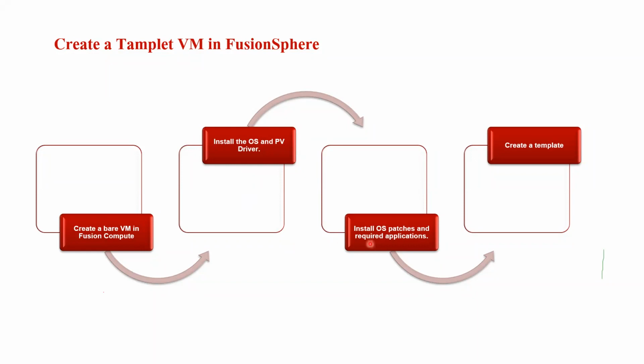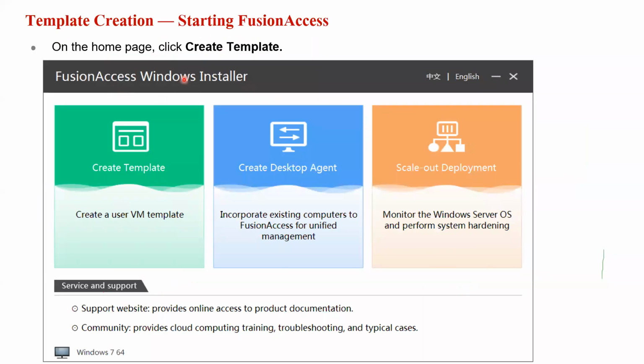And here is the key. Here we will install the application. Once the application is installed, we will optimize that particular VM before converting it to a template. We will use one utility, the FusionAccess Windows installer, to optimize and customize. After the customization, we will convert it as a template. This is the utility homepage.